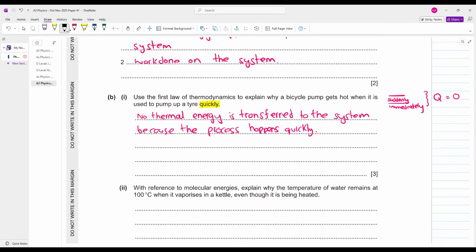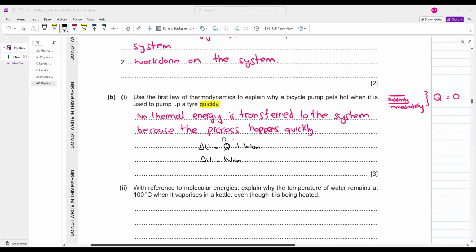फर्स्ट लॉ ऑफ थर्मोडायनेमिक्स क्या कहता है? चेंज इन इंटरनल एनर्जी इज इक्वल्स टू Q प्लस वर्क डन on the gas. This value of Q has become zero because we are performing the process very quickly. Change in internal energy is equals to work done on the gas. Now, can you realize that we are compressing the gas?